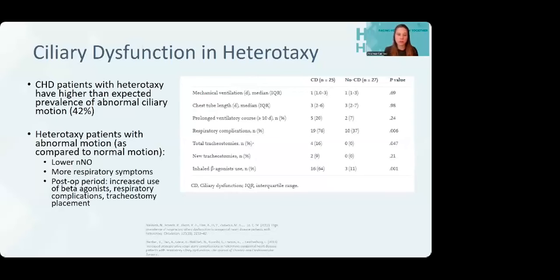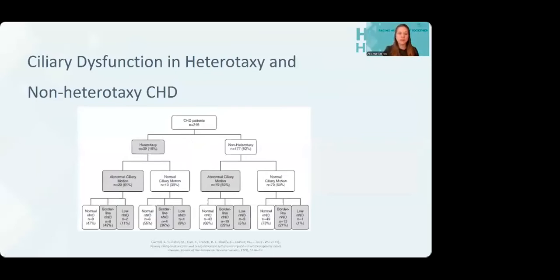So this entire group was just heterotaxy patients, but those that had abnormal motion also seemed to have more respiratory findings and more findings that would suggest they had a primary ciliary dyskinesia type picture. So this is work that I got to do as a fellow in Dr. Lowe's lab. We looked at ciliary dysfunction in both heterotaxy and non-heterotaxy congenital heart disease.